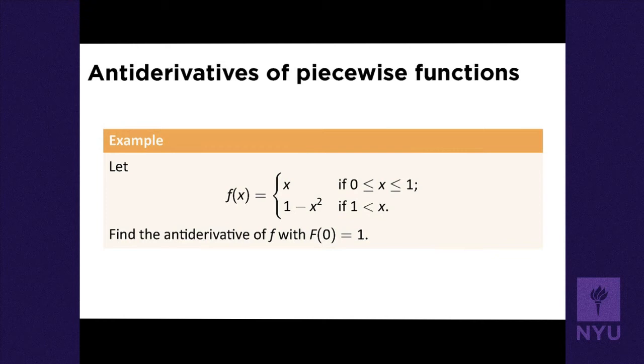So here's our function. f of x is x if x is in between 0 and 1, and it is 1 minus x squared if x is greater than 1. Okay. So is this function continuous? Well, we're not talking about continuity today. That's always a question we can answer, though, right? Is it continuous? Charlie says yes. Okay, why?